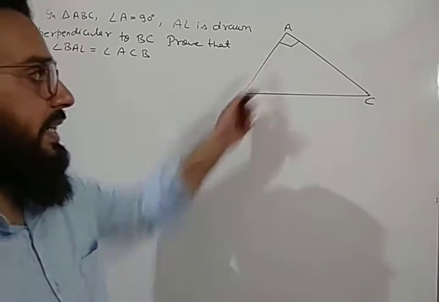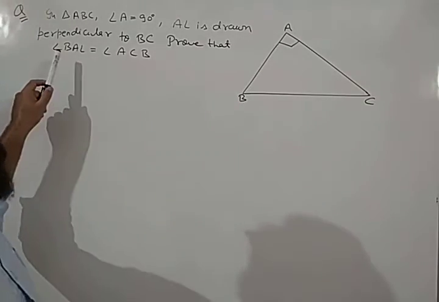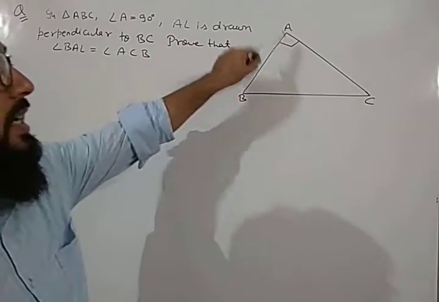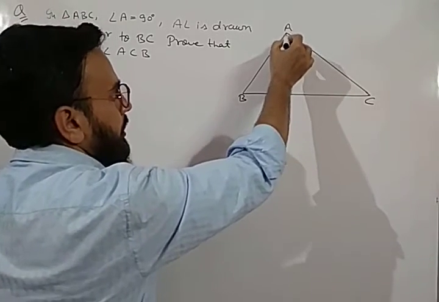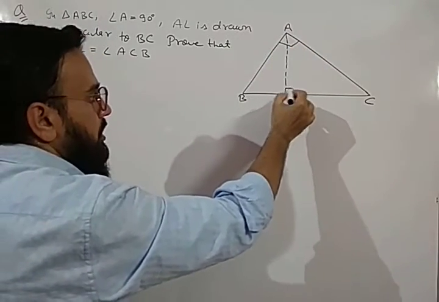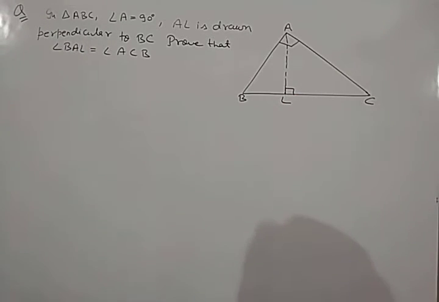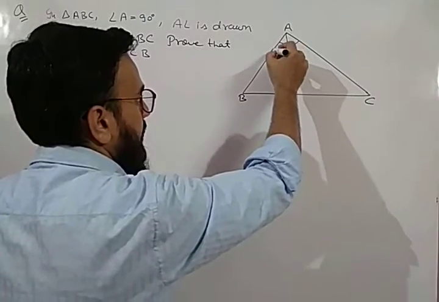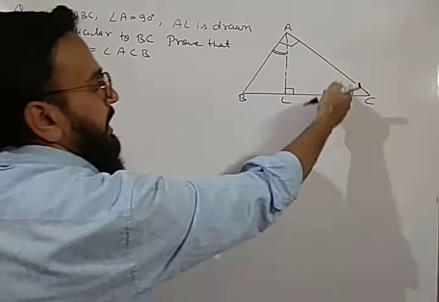We have given a triangle ABC in which angle A is equal to 90 degree and AL is drawn perpendicular on BC. So first let us draw the perpendicular AL. Suppose this is our AL, this is perpendicular on BC. Then we have to prove angle BAL is equal to angle ACB. Okay, what is angle BAL? This is angle BAL is equal to ACB. So we have to prove these two angles equal.